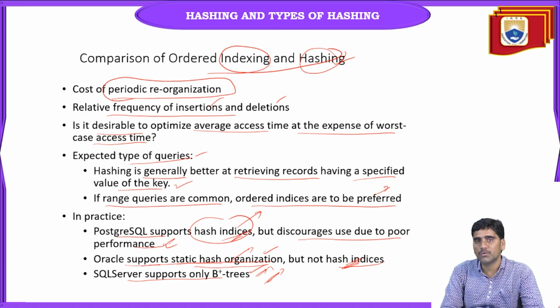So this is all about hashing and types of hashing. Hashing is the process of searching or retrieving values based on the search keys using hash functions. There are two types of hashing: static hashing and dynamic hashing. Dynamic hashing allows you to modify the data or record buckets dynamically, but in static hashing, you are not allowed to modify dynamically. So this is all about hashing and types of hashing.